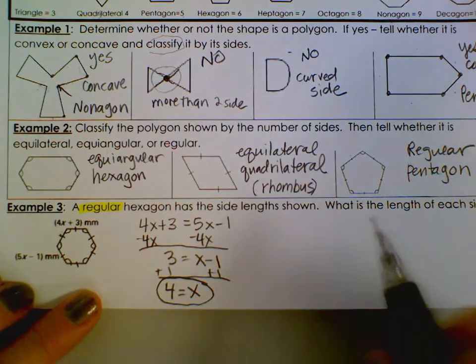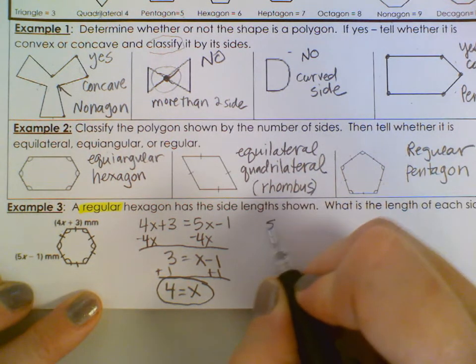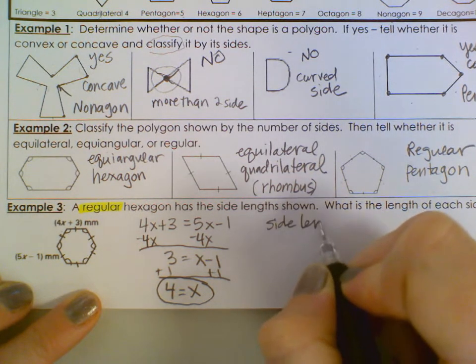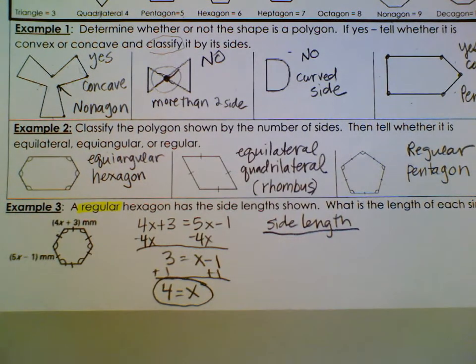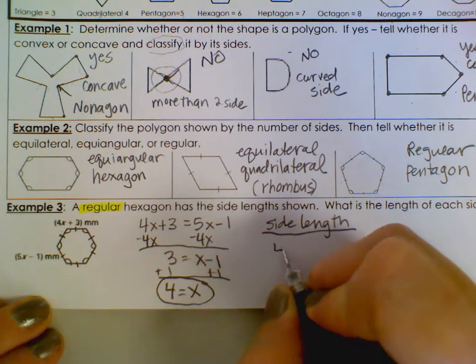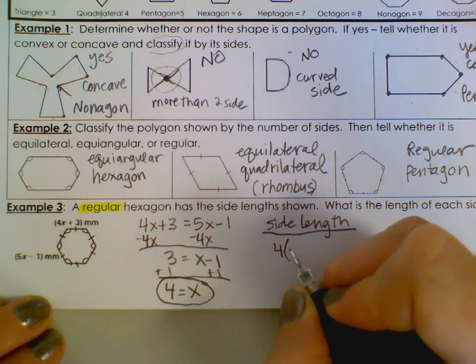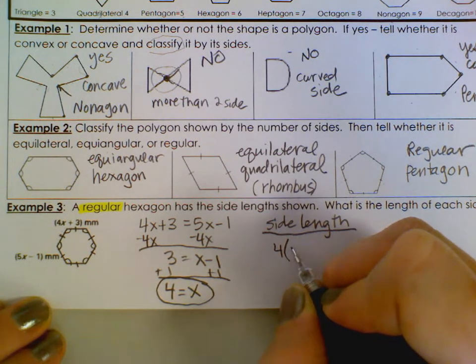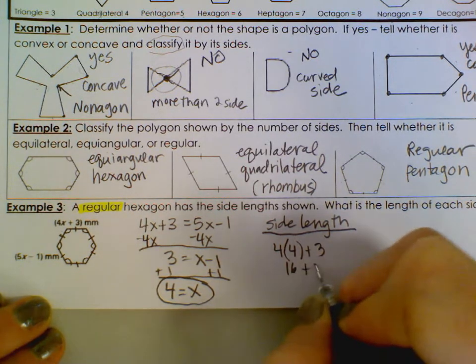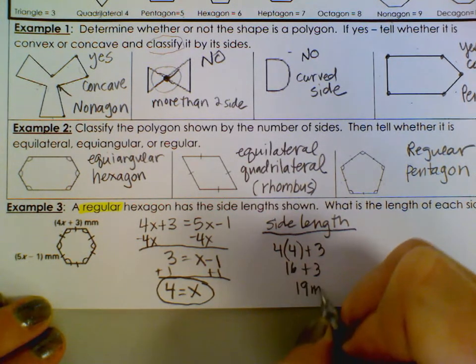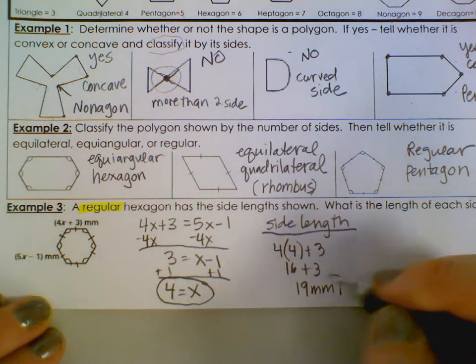Okay, and then we're going to find the length of each side. So it doesn't matter which expression you go back and choose. They should both give you the same length. So if I choose the 4x plus 3 one, I'll plug the x in. So that would be 19 millimeters.